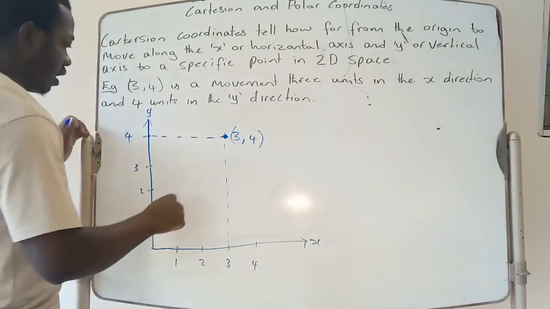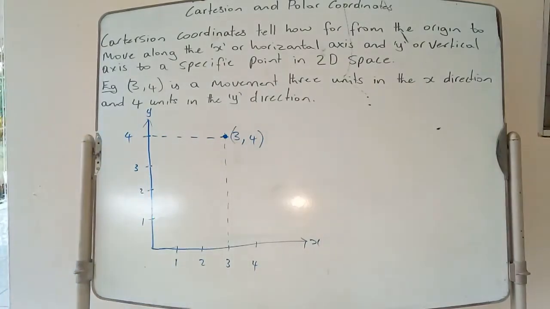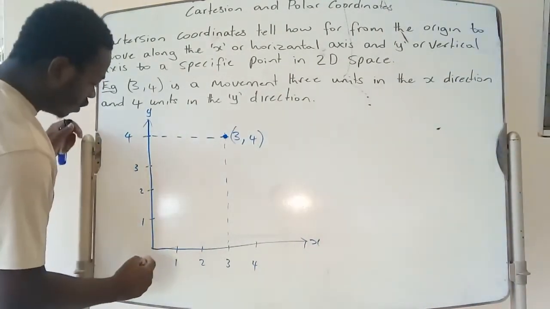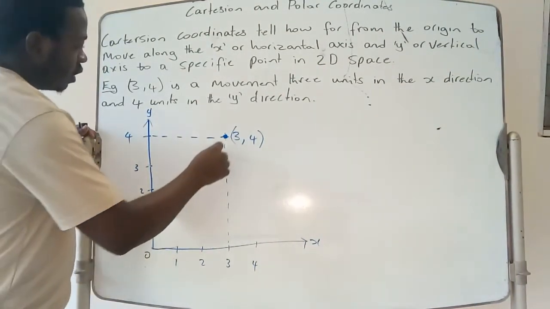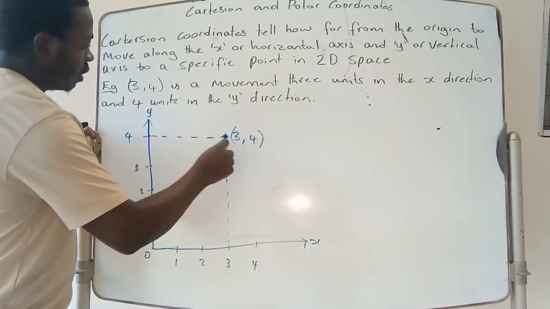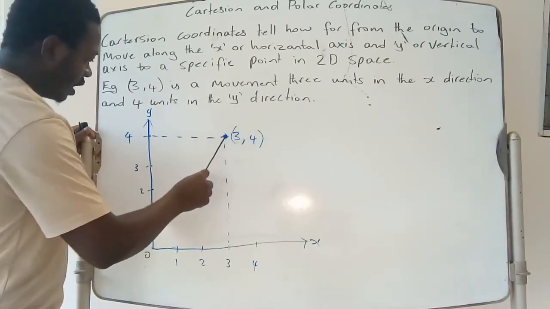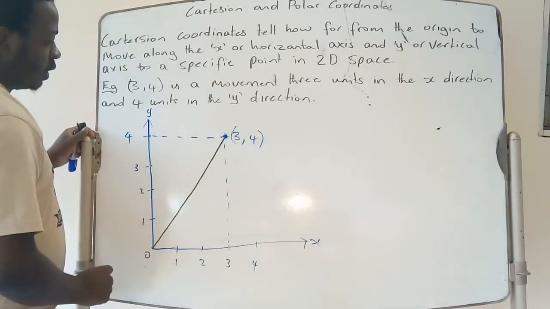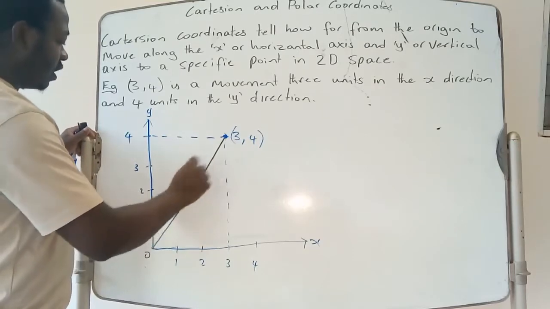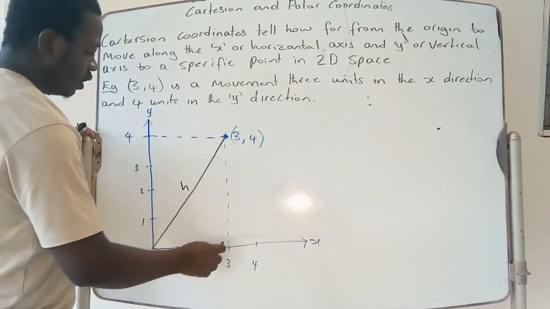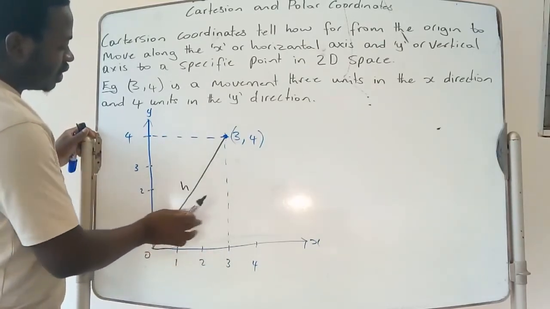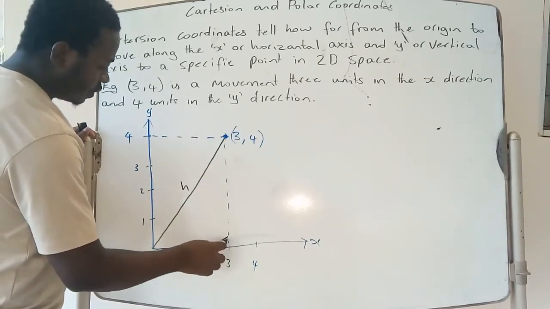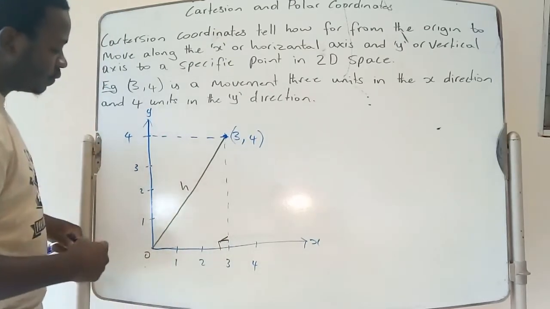So let's draw a line from the origin, which is (0, 0) here, connecting this point, which is (3, 4). So we have a straight line from the origin. Right? Let's call this line here h. So as you can see, this line creates a right angle triangle, right? So it creates a right angle triangle.